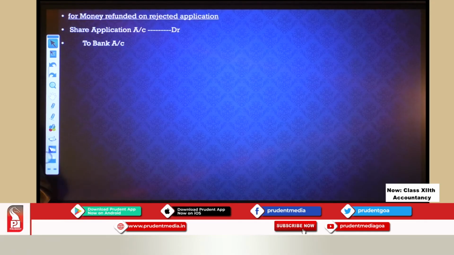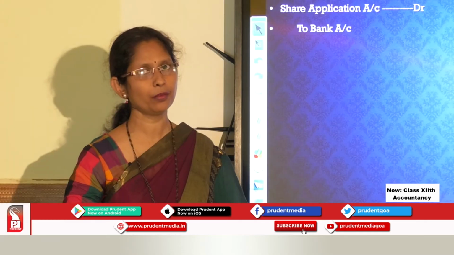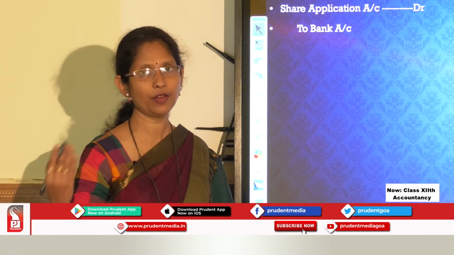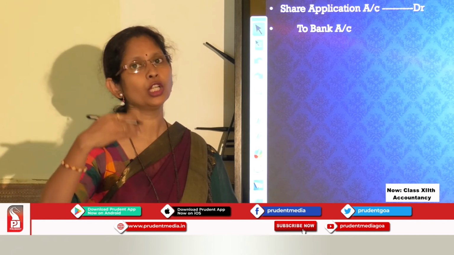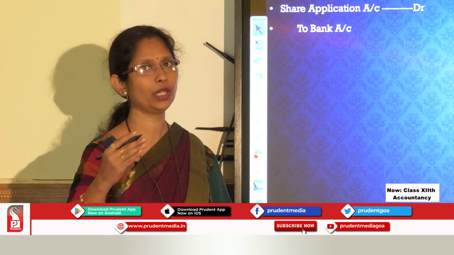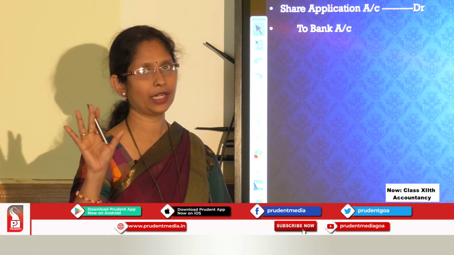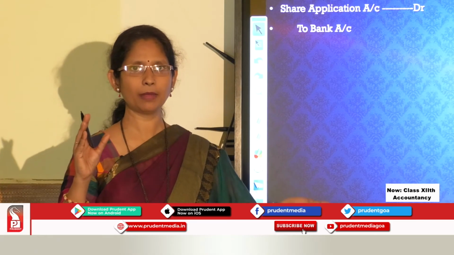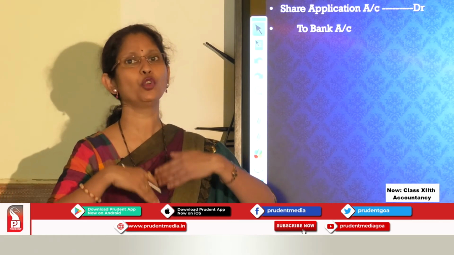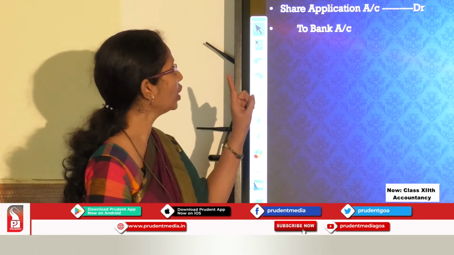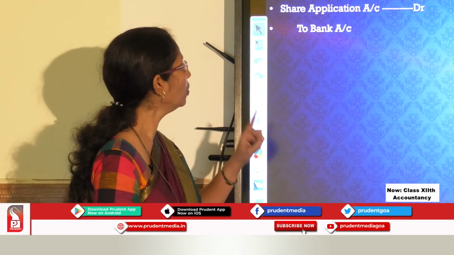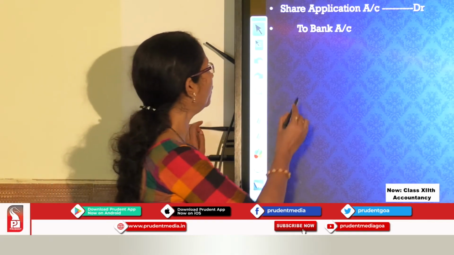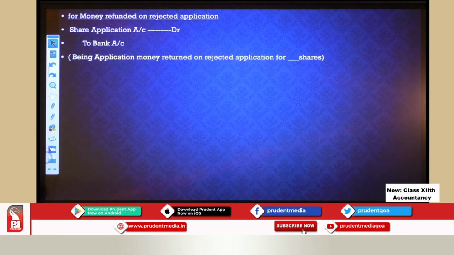to bank account. See, first when we received applications, we received money, what entry did we pass? Bank account debit to share application, correct? So we have credited share application. Now we are refunding this money, we are giving this money back, so you have to reverse the entry. So share application account debit to bank account. This is for the refund. So write the narration: being application money returned on rejected applications for dash shares.